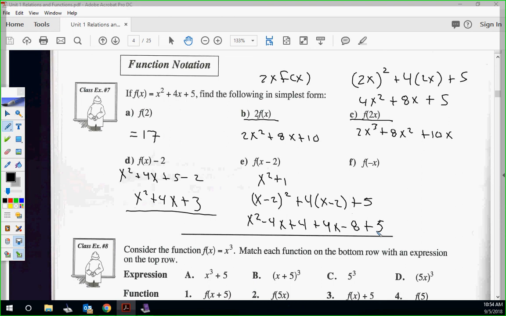Okay, so if you're confused, her x's went away. Why? Negative 4x, positive 4x. They cancel. There's no more x's. There's her x squared. Okay, 4 plus 5 is 9, minus 8, 1. Anything else on that one?